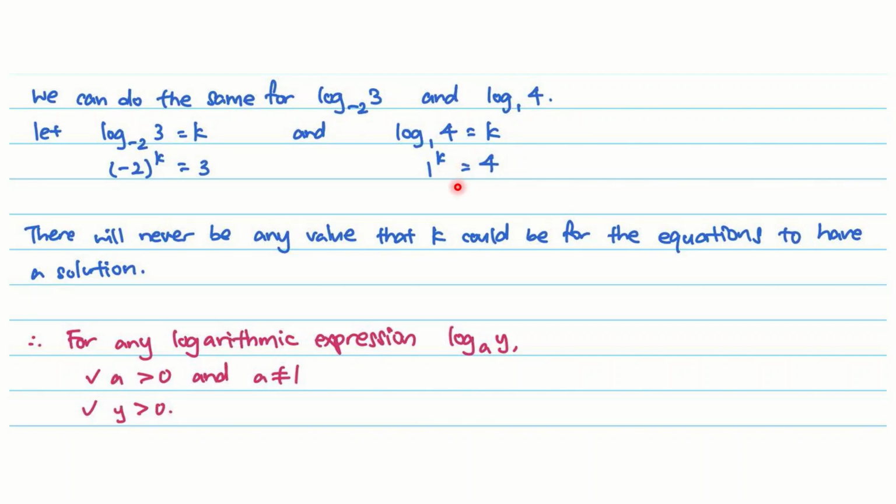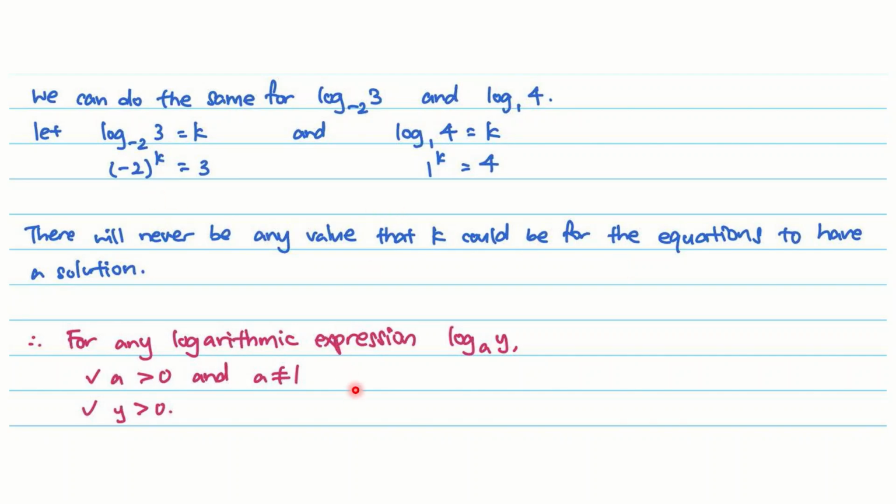For the statement on the right, very clearly we know that 1 to the power of anything is always 1, it will never be equal to 4, so another contradiction. And then negative 2 to the power of k will also never be equal to 3. So there will never be any value such that k could be for the equations to have a solution.